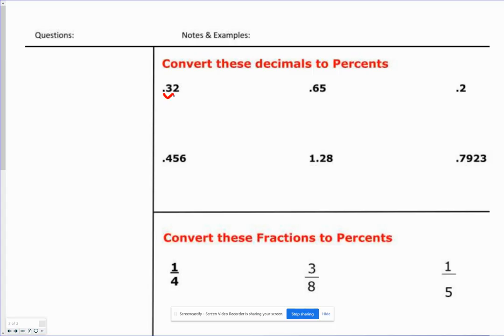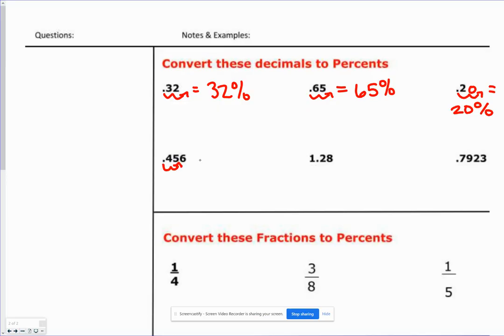1, 2. So this one is 32%. 0.65. 1, 2. So that one is 65%. This one, 1, 2. I have to use a 0 in there as a placeholder. This one is 20%.